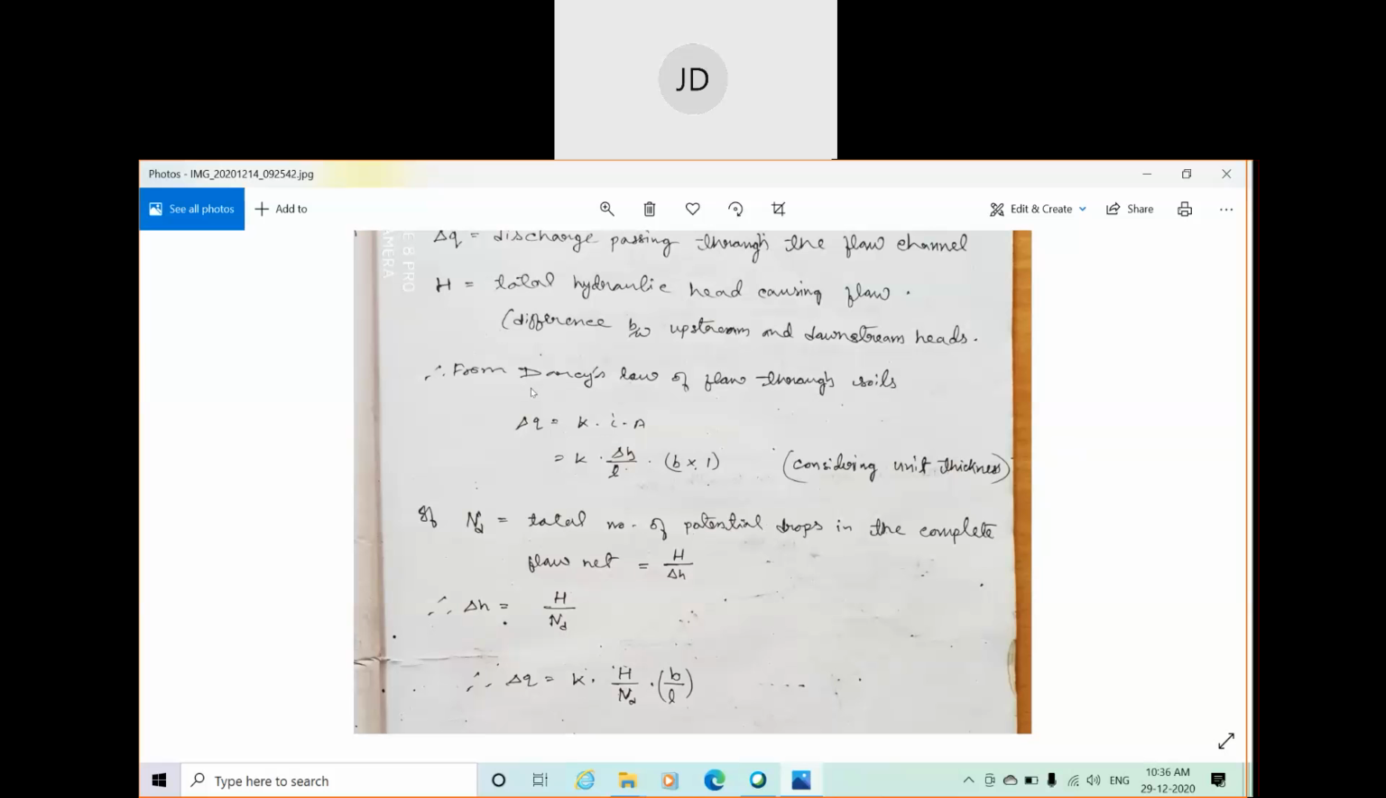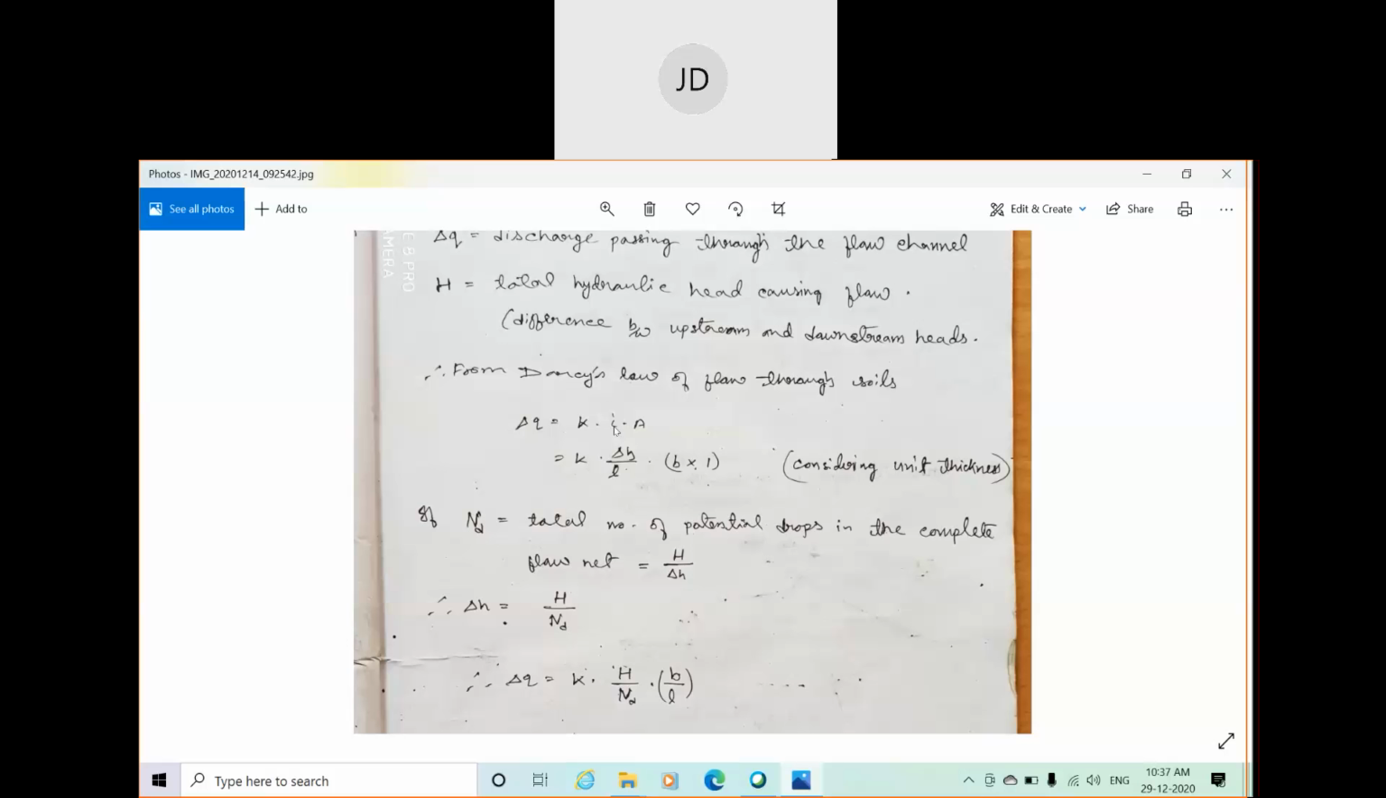Now, if you use Darcy's law in this particular flow net concept, for an individual flow channel, delta Q will be KIA. I am simply writing Darcy's law for each flow channel, so this is applicable for one flow channel. So delta Q is equal to KIA. K, let's say, remains constant in one direction. I will be the hydraulic gradient.